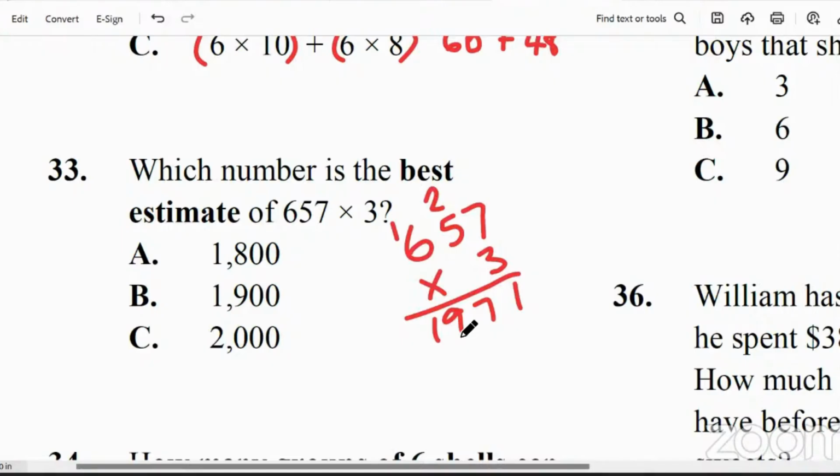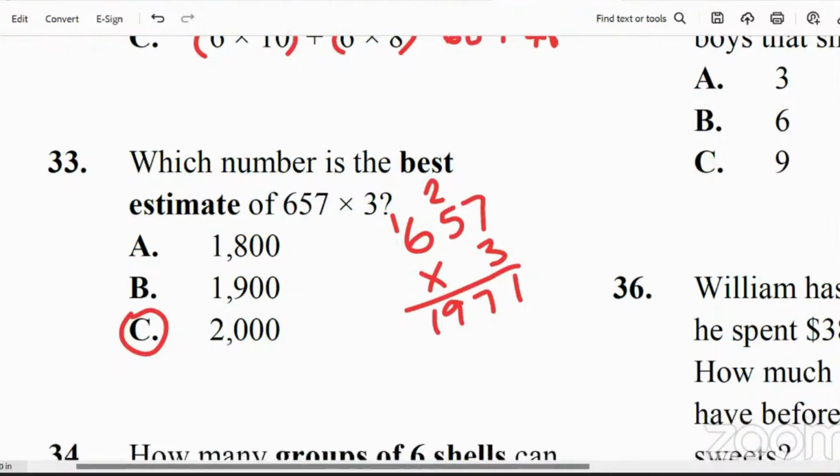If we look at it now, is it closer to 1,900 or 2,000? And the answer would be C, it's closer to 2,000. So we could estimate this number to be 2,000, pretty much like rounding off the number, all right?